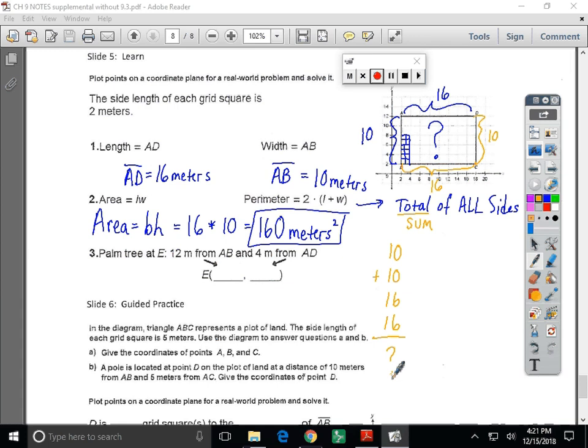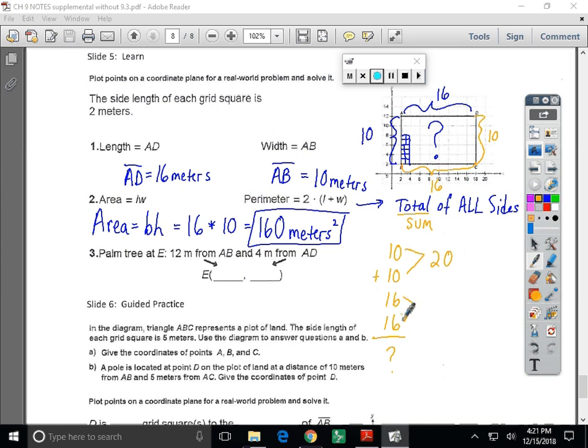Notice how they actually used the length twice and the width twice. That's why this formula says what it does. It says 2 times the length plus the width, so it should also work that way. We'll test it both directions, I guess.